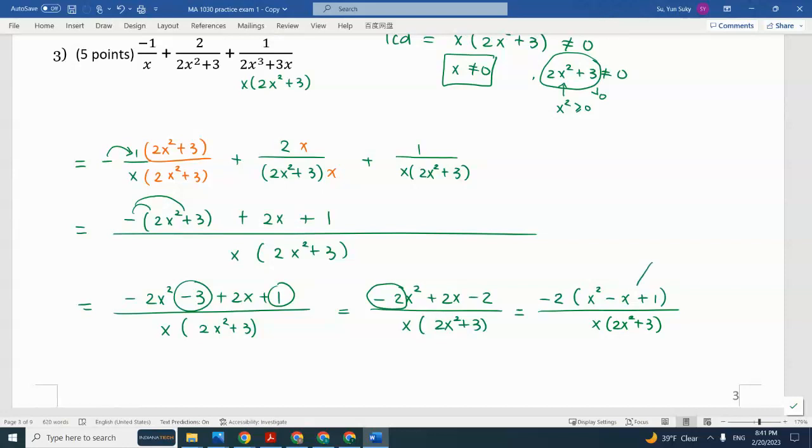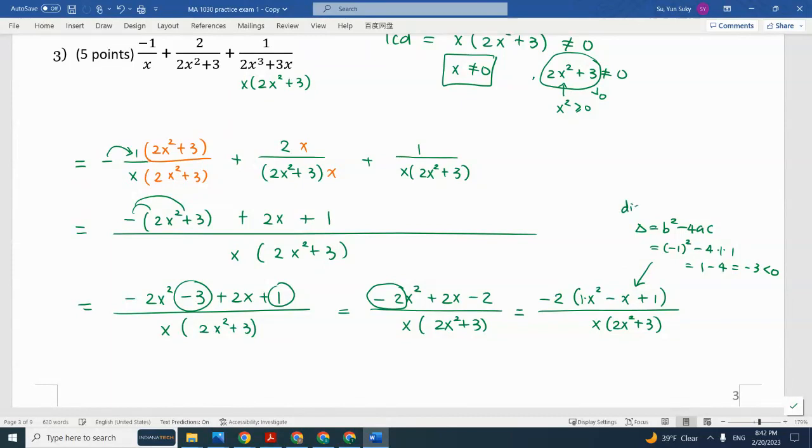Okay, can we factor further? Well, how do we check whether we can factor further? Look at the discriminant, b squared minus 4ac. B is minus 1. A is the coefficient of x squared, which is 1. C is 1. Therefore, 1 minus 4 is negative 3, which is negative.